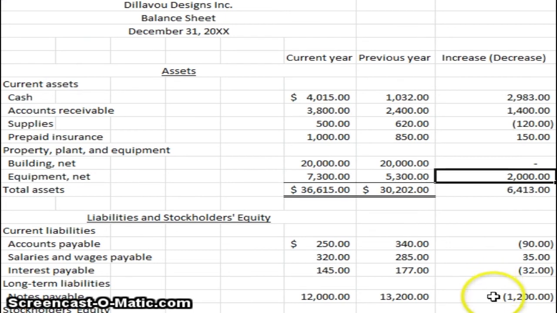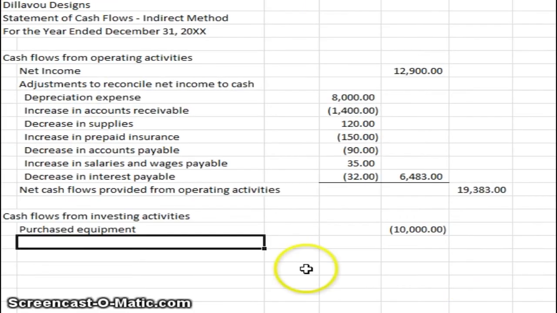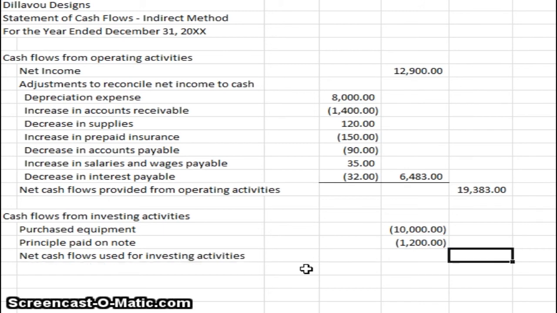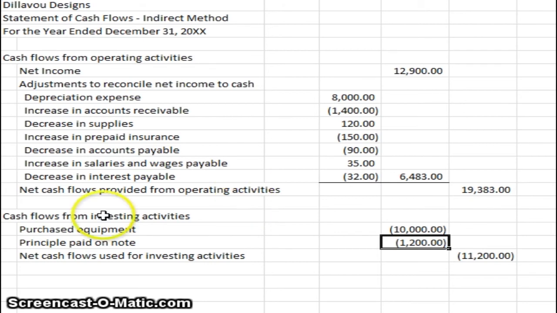So let's look at long-term liabilities. We have one, and that is our notes payable. And again, we already analyzed it and we know that that was a payment. So we're just going to put principal paid on note, $1,200. Okay, so in total now we've got net cash flows used for investing activities, because this was a use of cash. So we're going to add those up. And there is the investing section done.